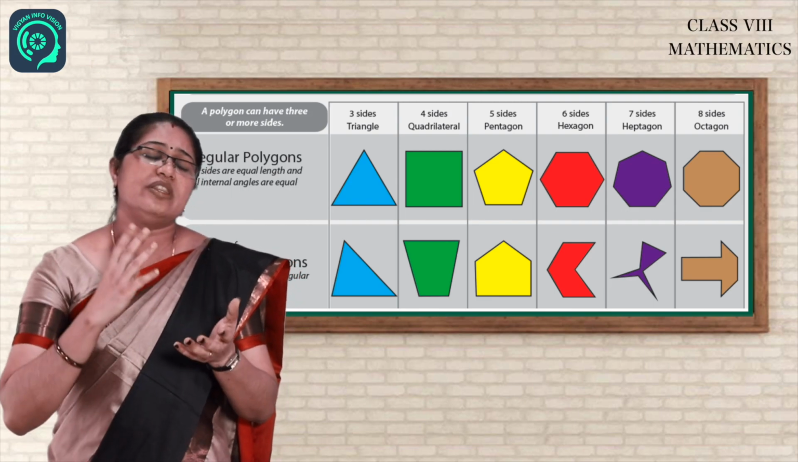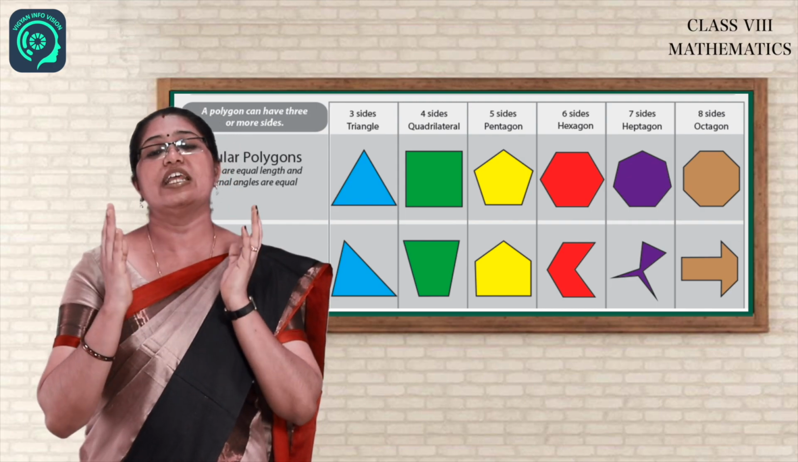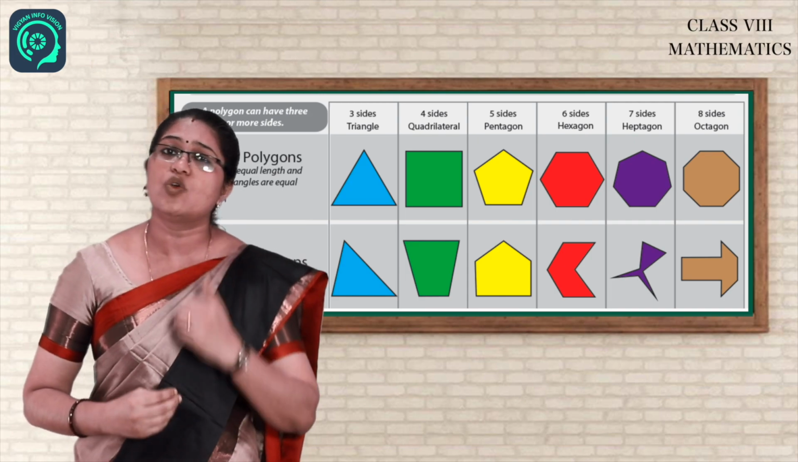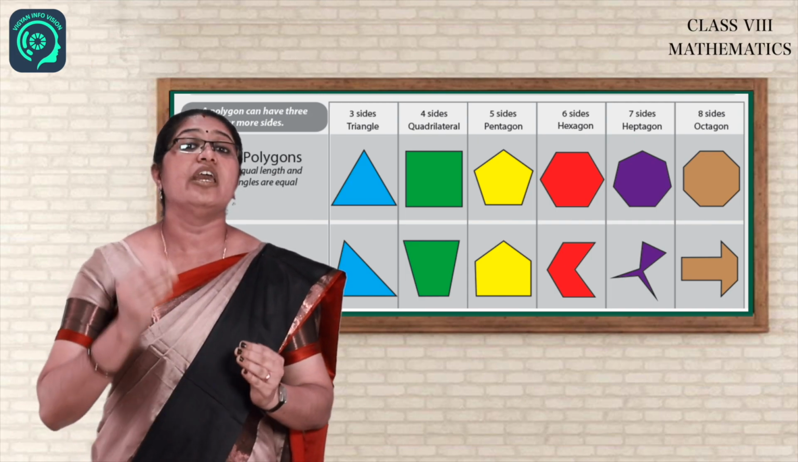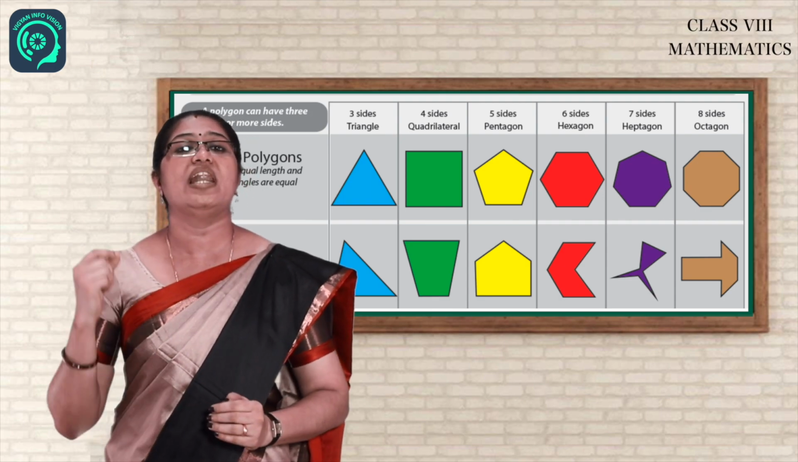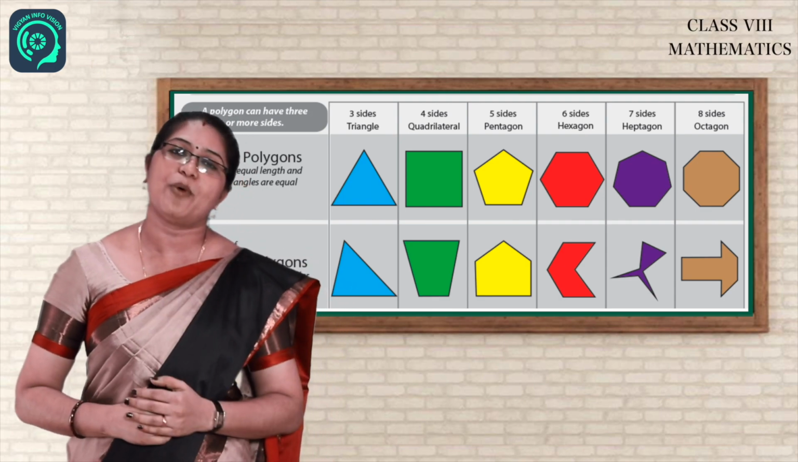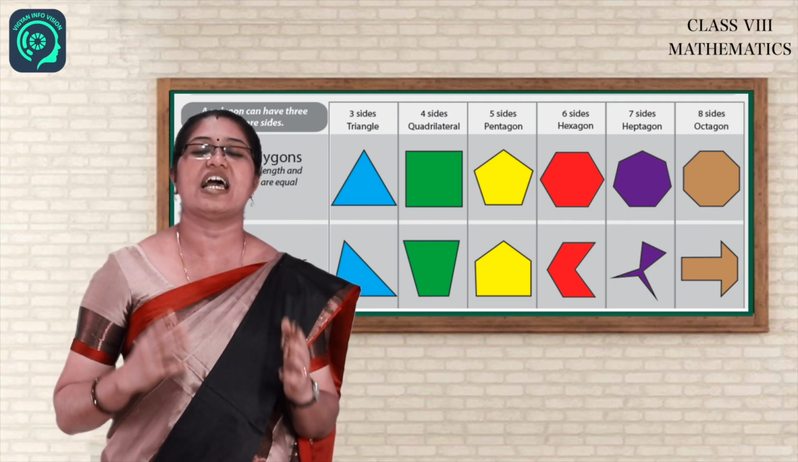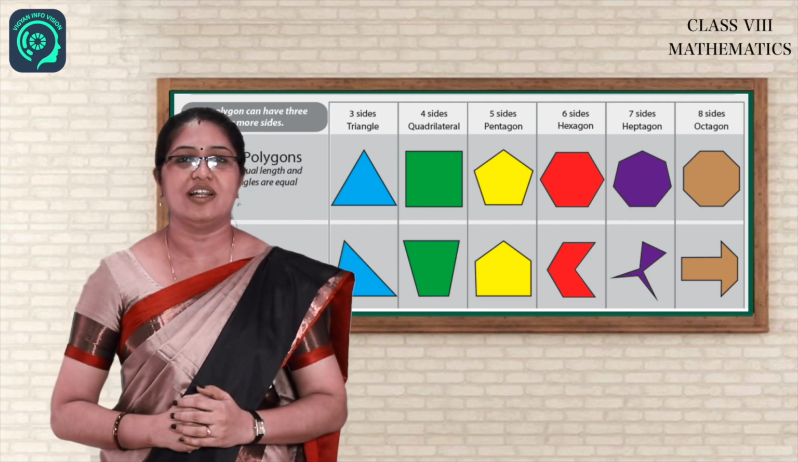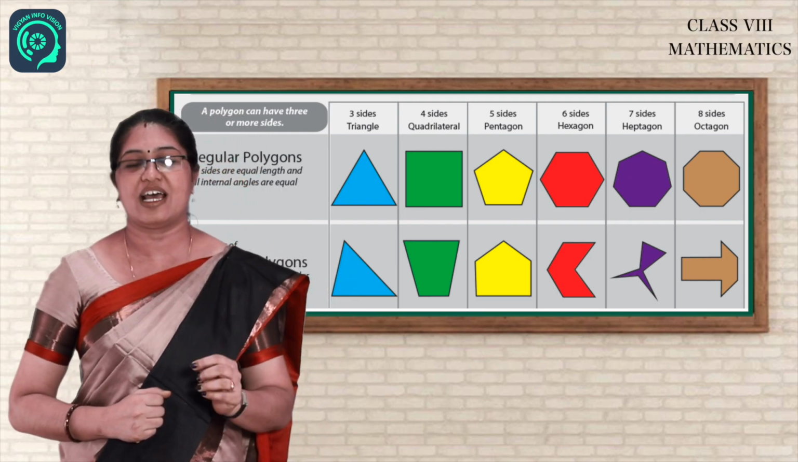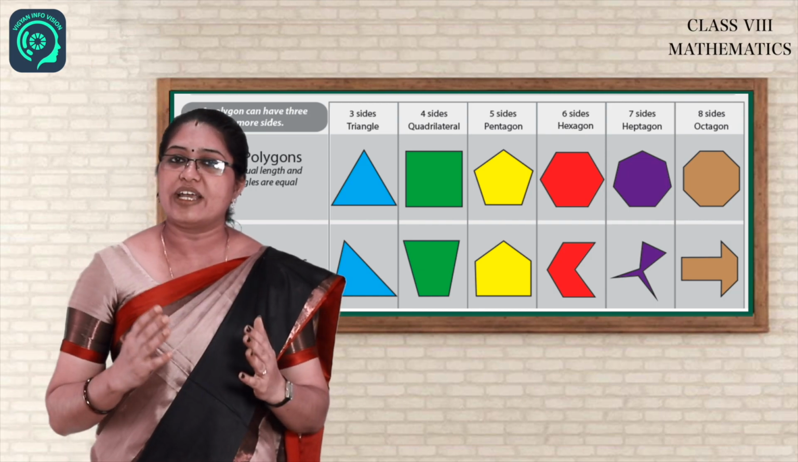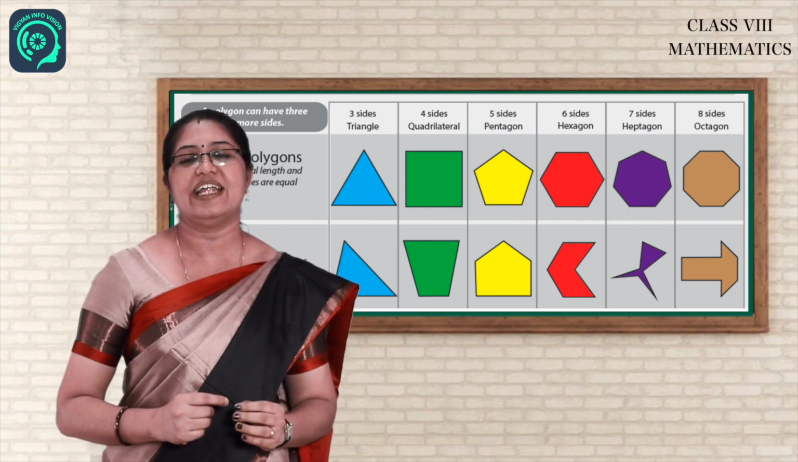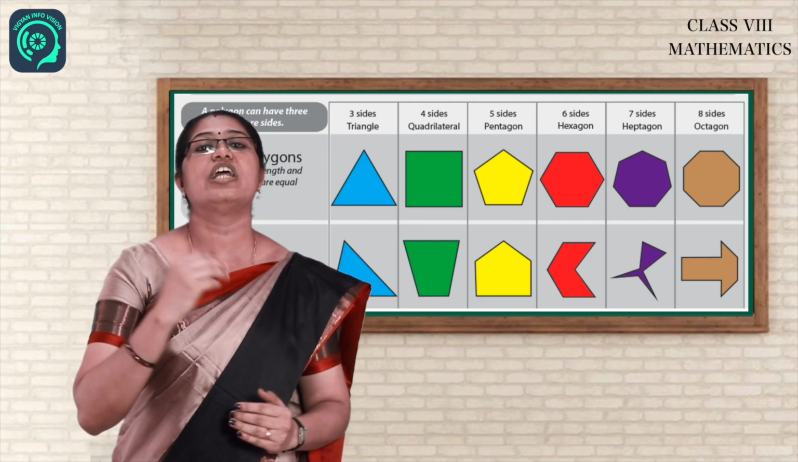Now there's a classification in the polygons, that is regular polygon and irregular polygon. What are regular polygons? When you are having equiangular and equilateral, then we call it a regular polygon. What is equiangular? That is, all the angle measures are the same. And equilateral, that is, all the side measures are the same. So when a polygon has all the interior angles of the same measure and all the sides of the same measure, we call it a regular polygon.